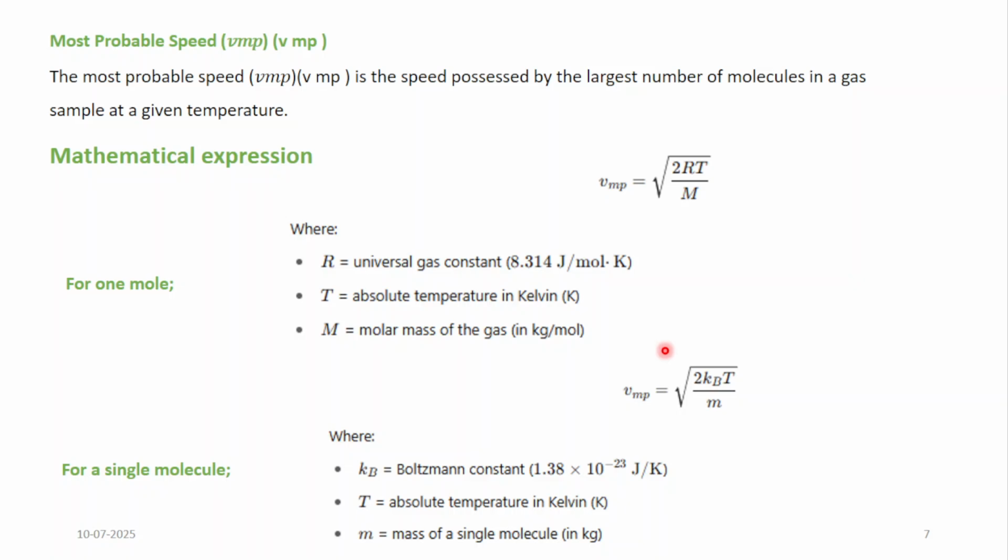Now most probable velocity, as the term indicates, is the most probable speed. It is the speed possessed by the largest number of molecules in a gas sample at the given temperature. The mathematical expression is Vmp is equal to root of 2RT by M. Again, these are constants, M is molar mass, and for a single molecule, R is replaced by kB. Molar mass is replaced by the mass of a single molecule.